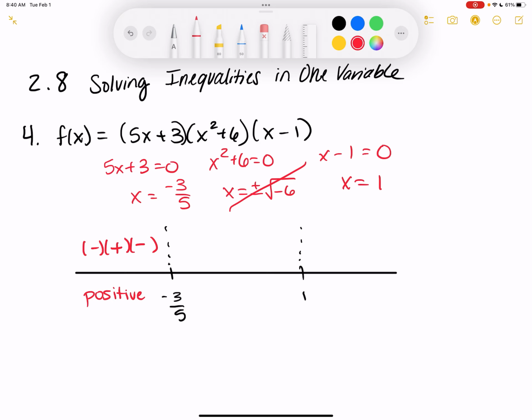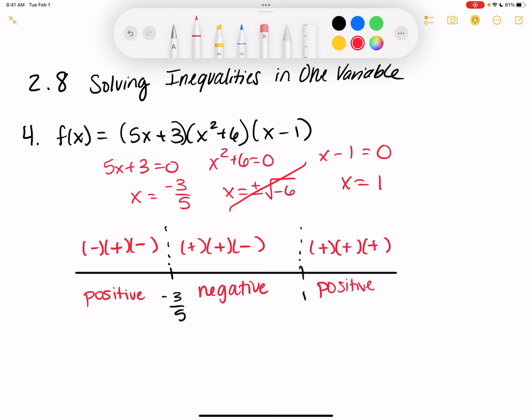So in the middle section, if 0 is an option, pick 0. Set it up: positive, positive, negative. So what would that give us in that region? Negative. All right, and then over here I would try 2. So that gives us positive.